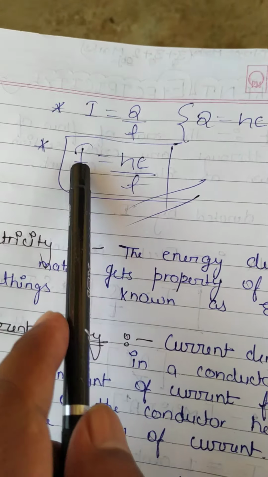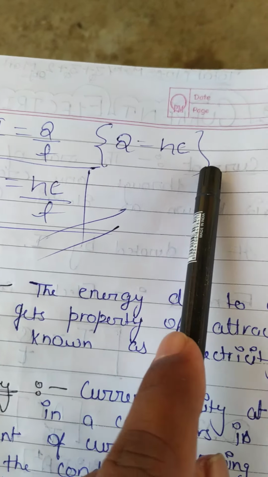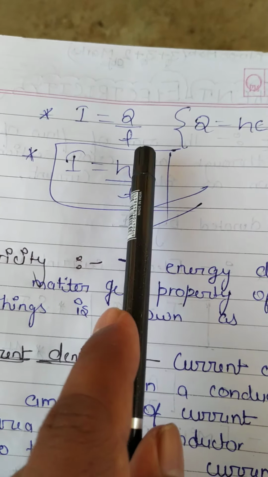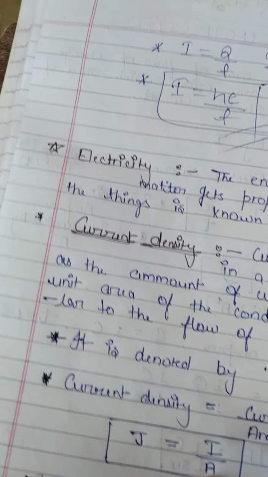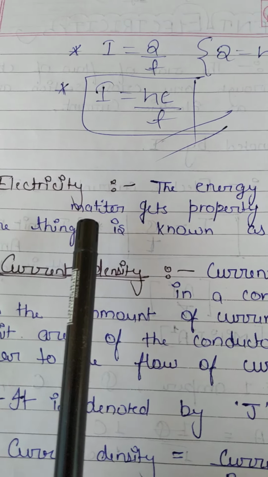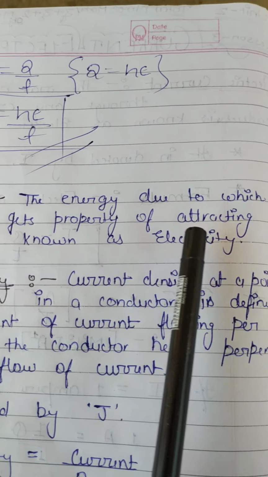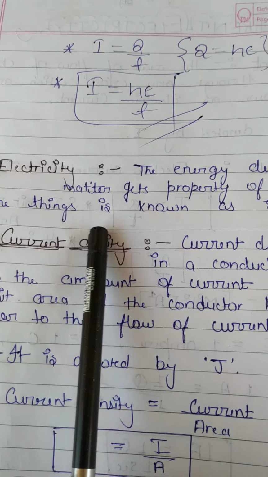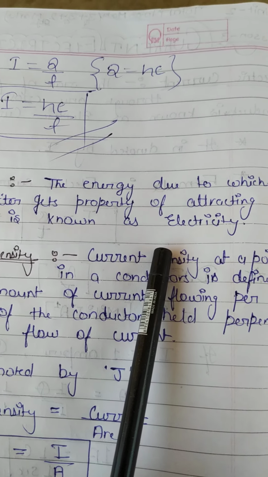I equals Q upon T, and Q equals NE, so I equals NE by T. Electricity is the energy due to which matter gets the property of attracting things.